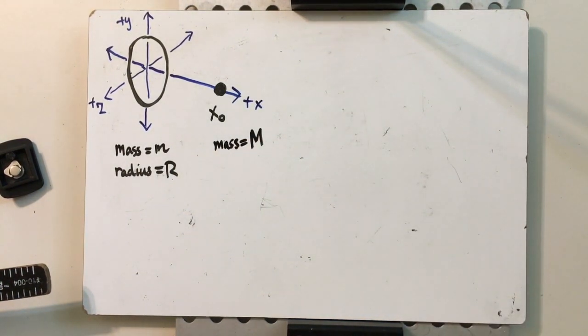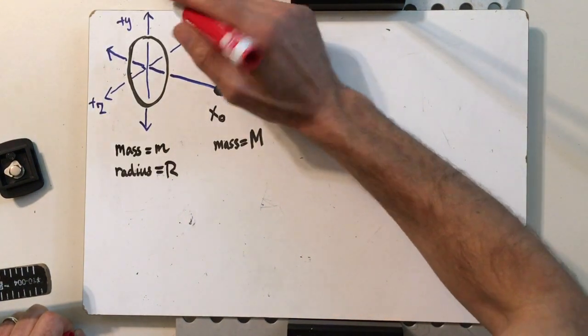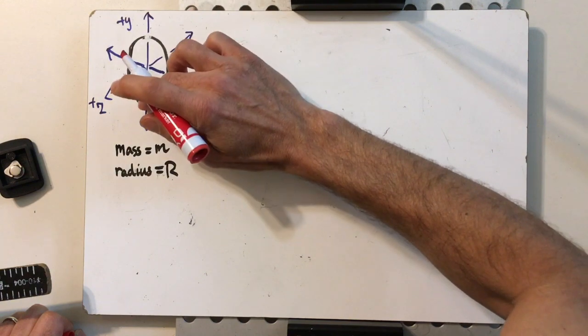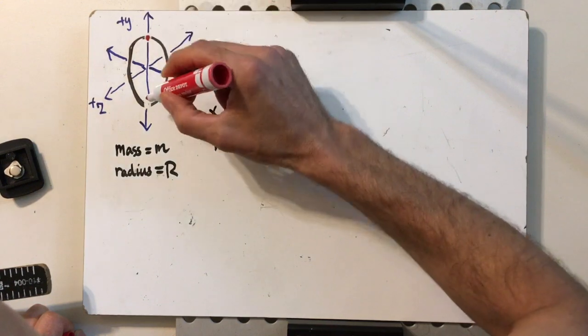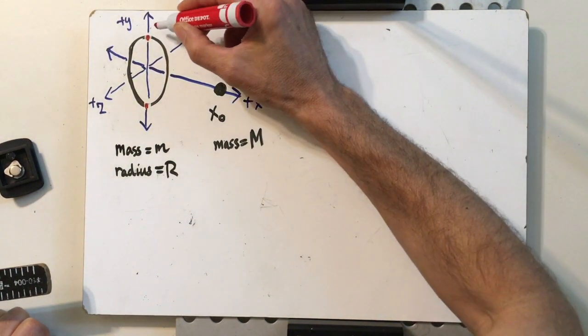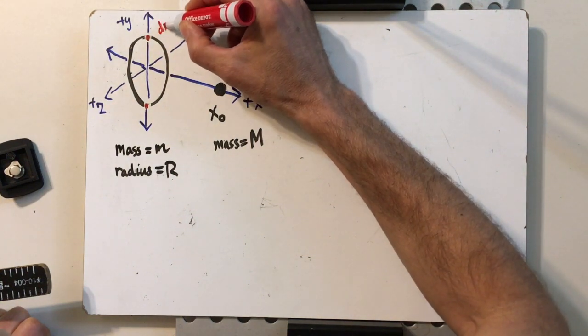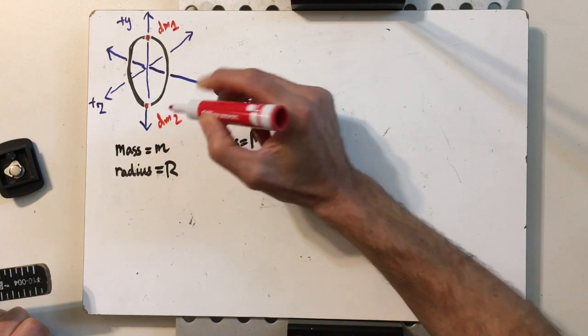So the question is, what's the gravitational force of the sphere on the ring, or the ring on the sphere? Let's look at it from the sphere's perspective. It's maybe a little easier to draw with my meager skills. I'm going to pick on a couple little pieces of the ring up here, and I'll color those red. This one at the top could be labeled dm1, and this one at the bottom could be labeled dm2.